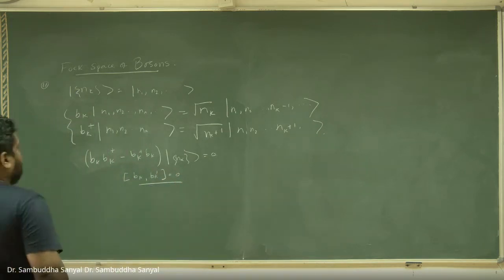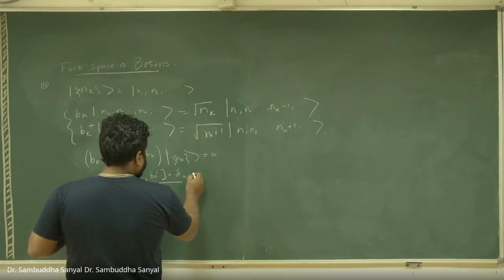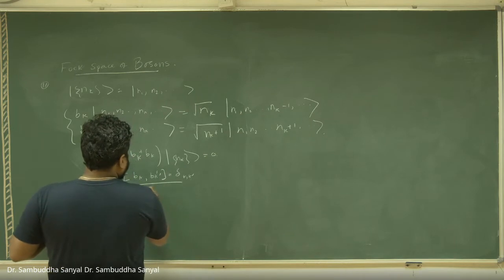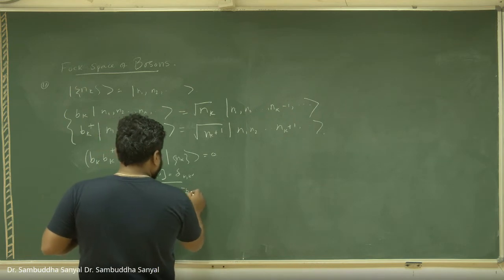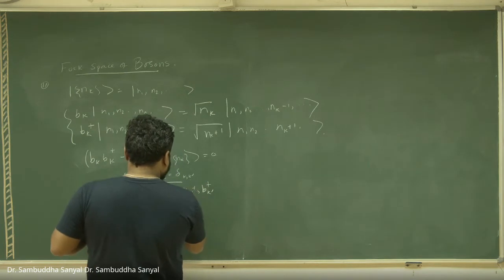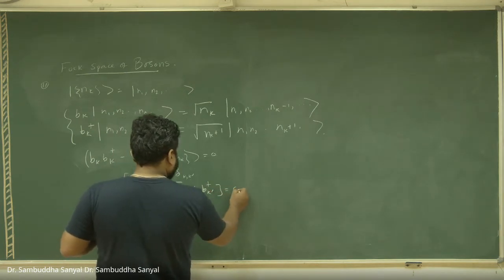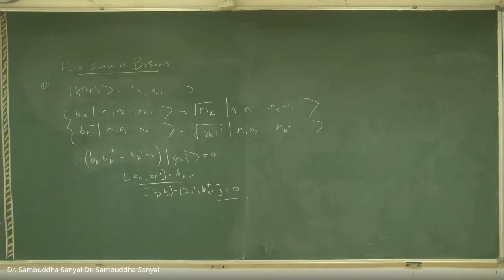Okay, then we also stated that this thing is actually delta kk prime, and all other operators, bb and bk dagger bk prime dagger, are 0. Okay. So everything was clear till now, I guess.